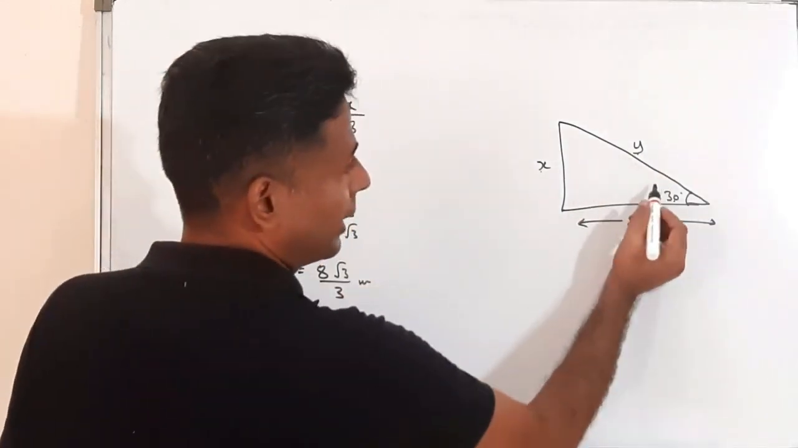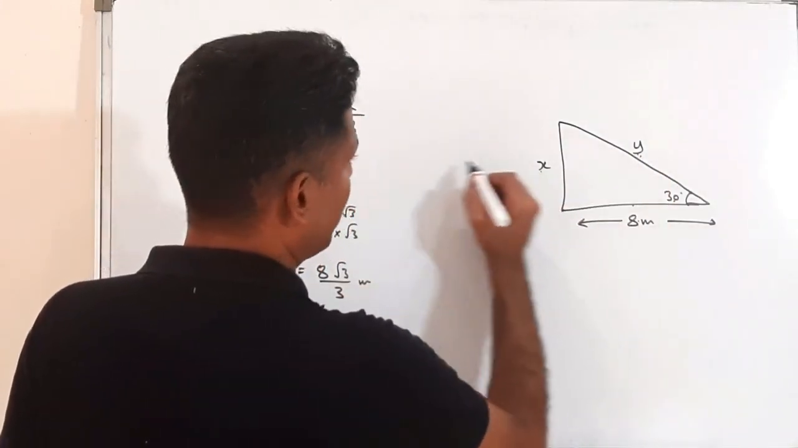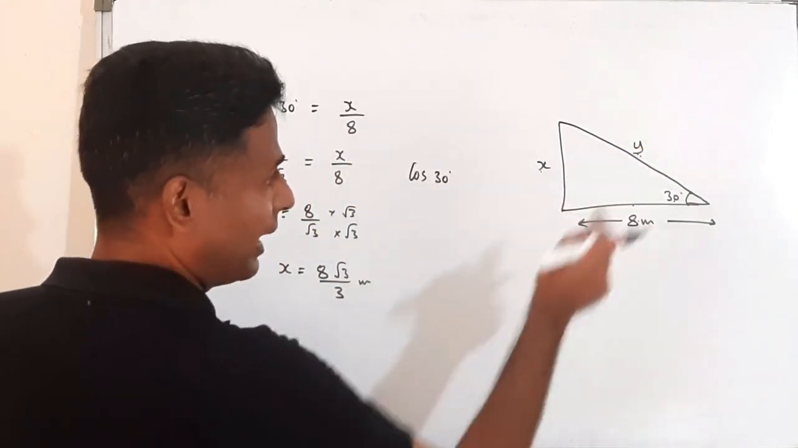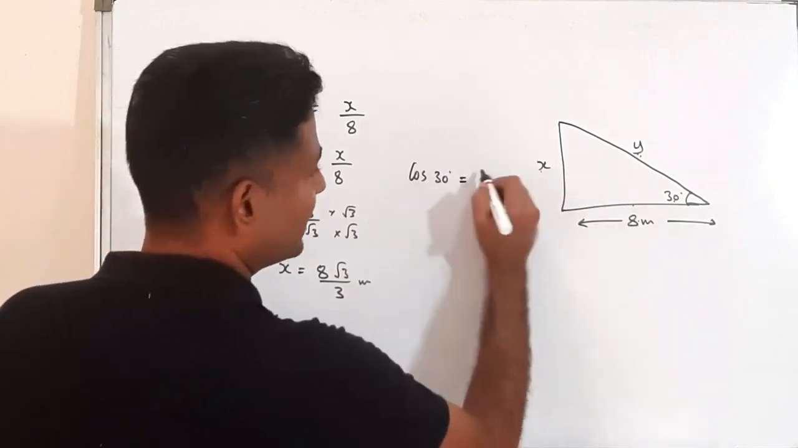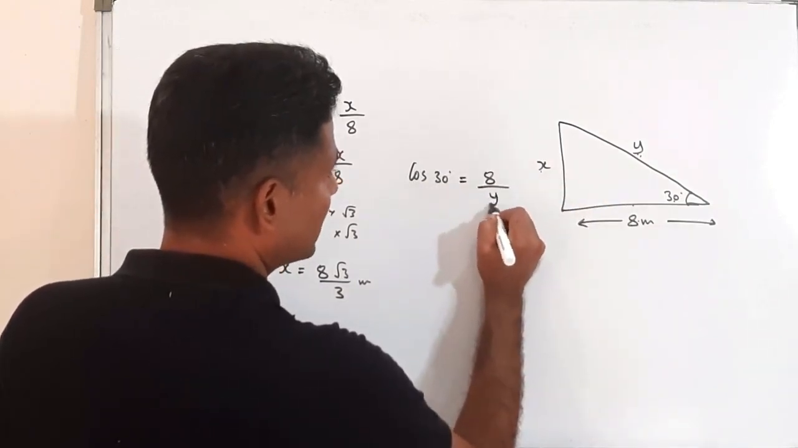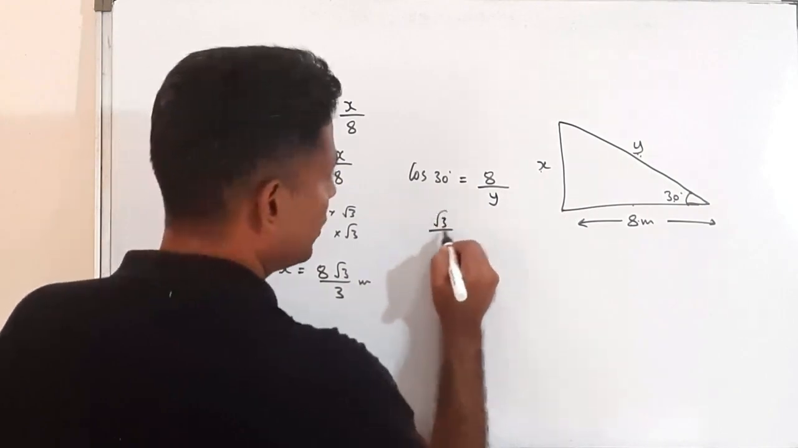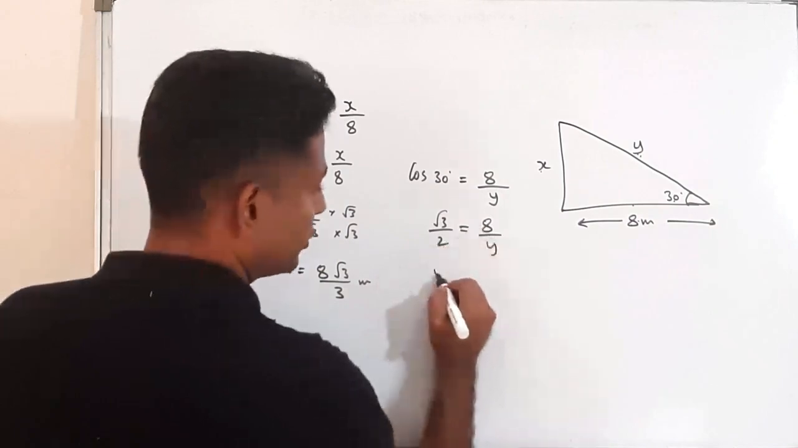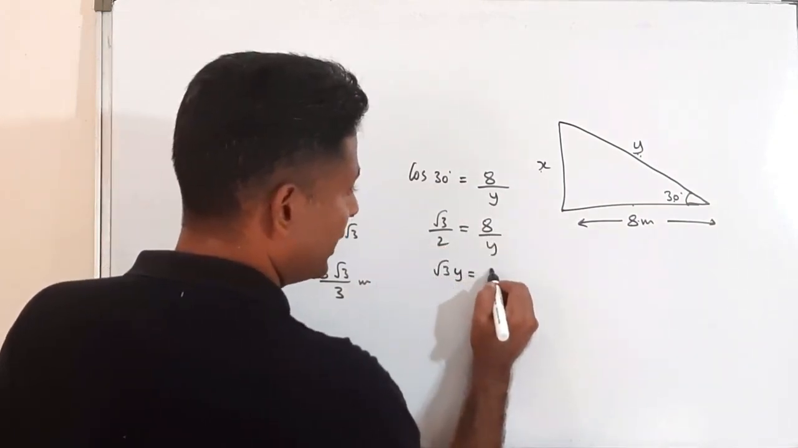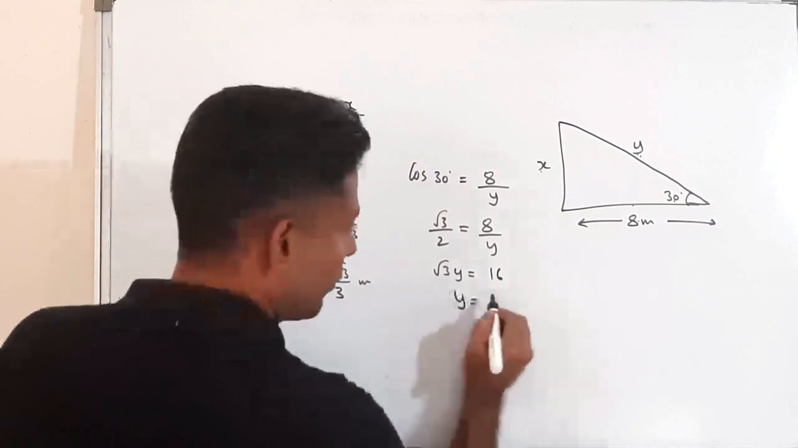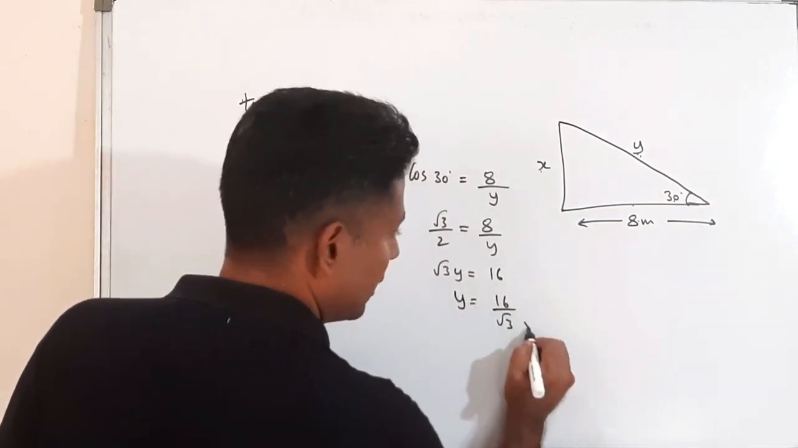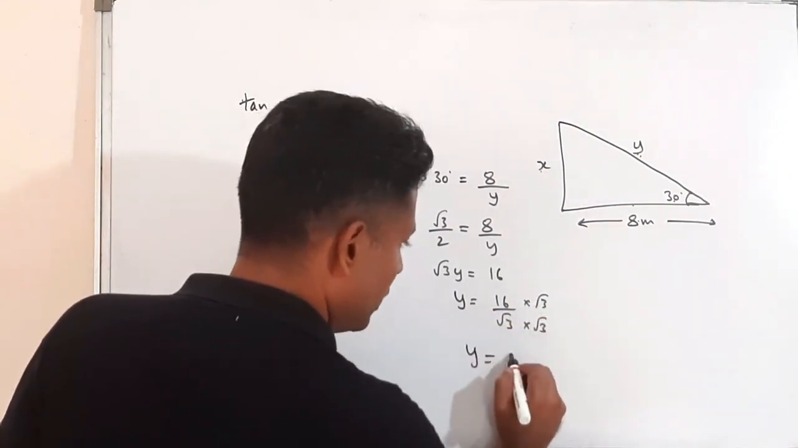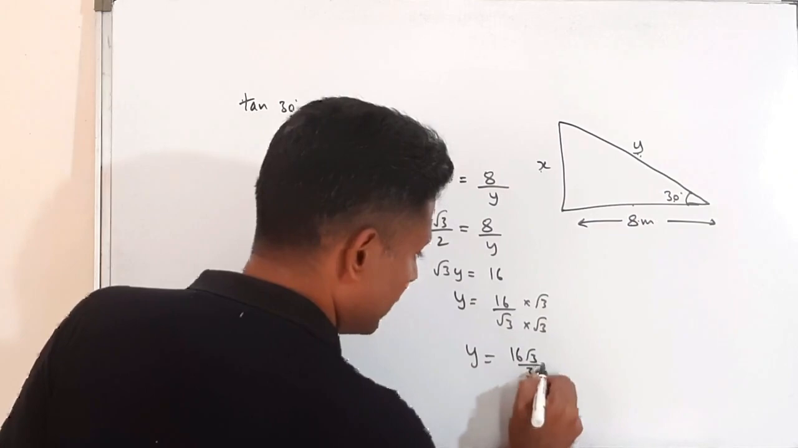Now to find y, this is the adjacent side, this is the hypotenuse. So we are going to use cos 30 because we are using adjacent and hypotenuse. So cos 30 is equal to adjacent by hypotenuse. Cos 30 is root 3 by 2 equal to 8 by y. Now y goes this side, 2 goes this side, so it becomes root 3 y equal to 8 into 2, 16. So y equal to 16 by root 3. Now rationalizing the denominator, into root 3 over root 3, y will be equal to 16 root 3 by 3 meters.